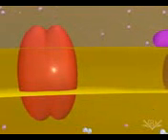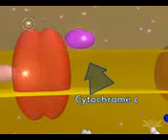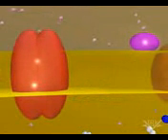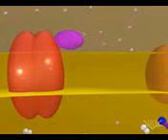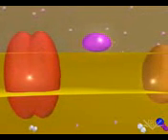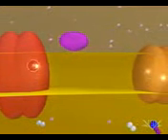Each electron is then passed from the cytochrome BC1 complex to cytochrome C. Cytochrome C accepts each electron one at a time. One hydrogen ion is pumped through the complex as each electron is transferred. The next major step occurs in the cytochrome oxidase complex.